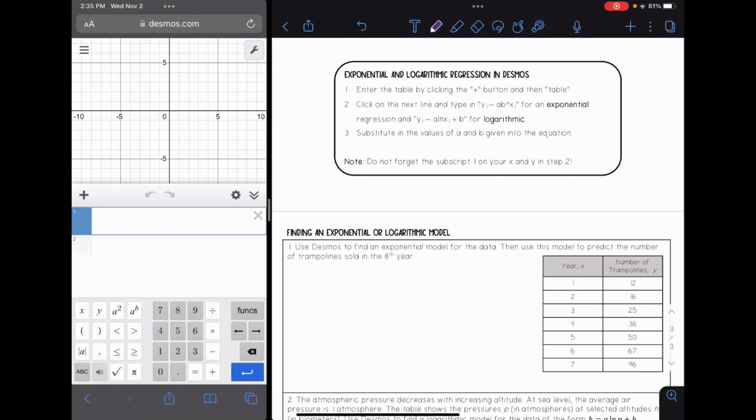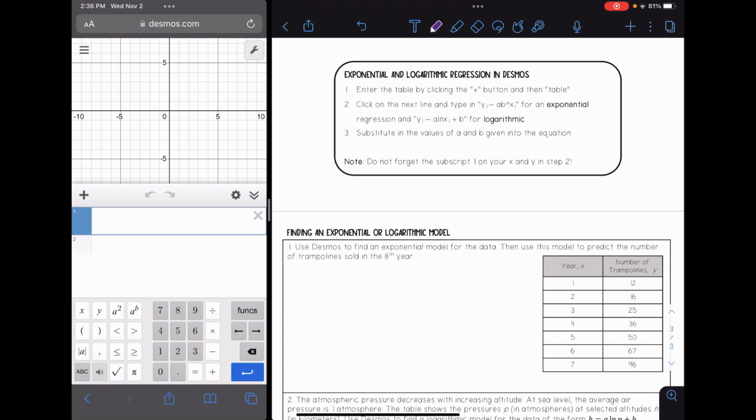In this video, we're going to be looking at using Desmos to find an exponential or logarithmic model of a data set. And so here are the basic steps to use Desmos and to find this function. First, we're going to enter the table by clicking the plus button and then table. And then we're going to click on the next line and type in either equation, depending on whether we're doing an exponential regression or a logarithmic.